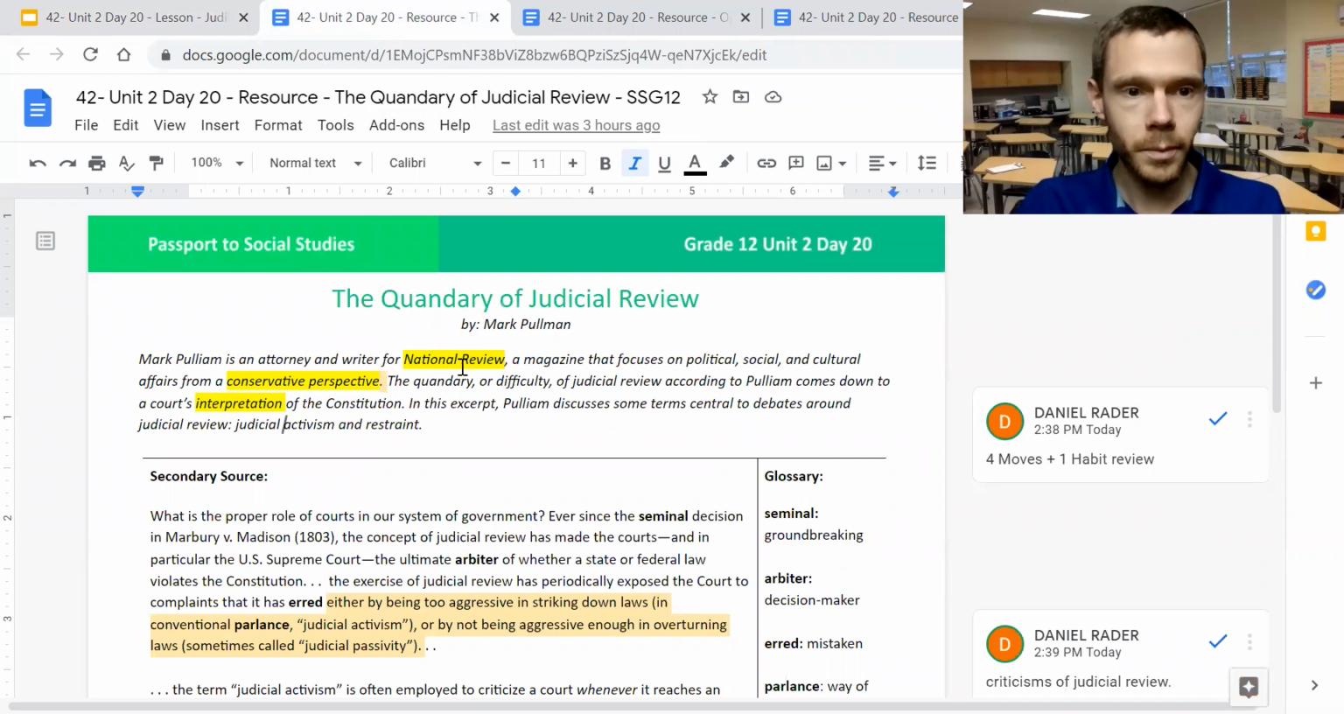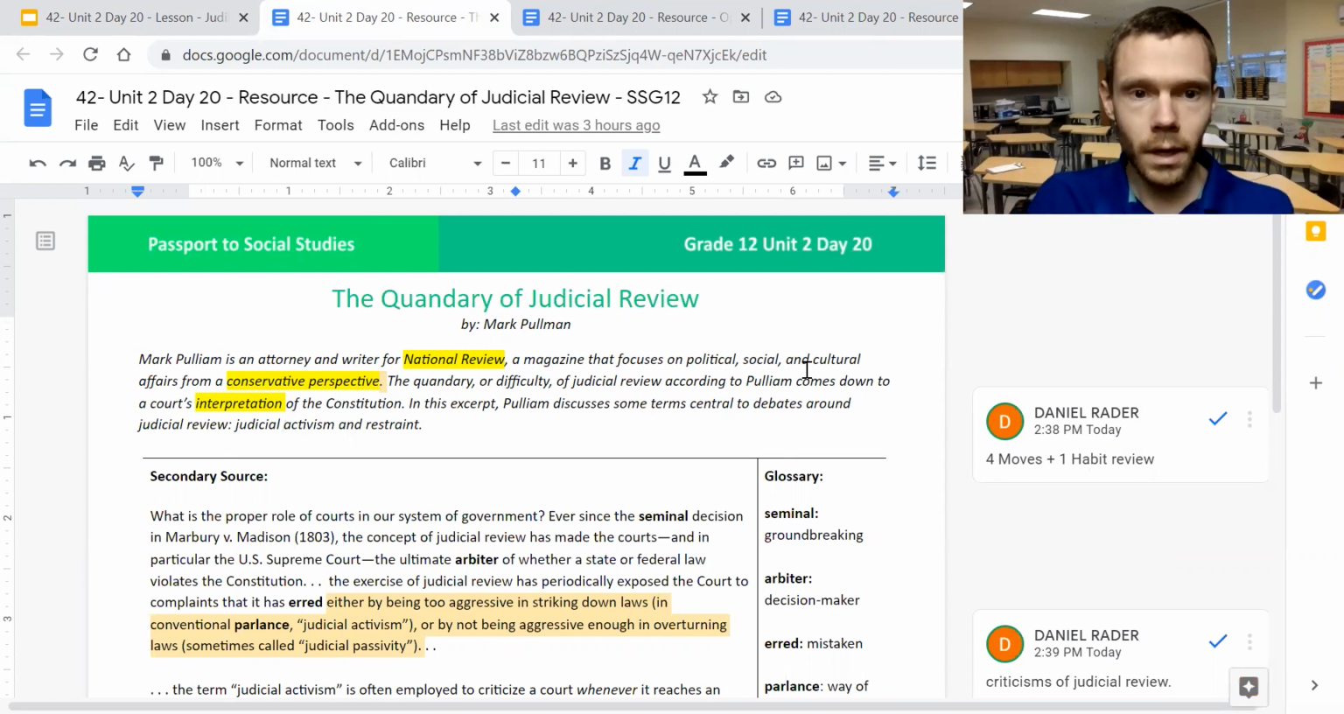First, I want to point out some information on the context. So we can see the writer of the article is Mark Pullman, as an attorney and a writer for the National Review. And I noticed in the context, it says that it talks about political, social, cultural affairs from a conservative perspective. So this is just a reminder to think about four moves and a habit, always to consider who the writers are of our sources and potential biases that they might have, and just to use some lateral searching and just look up who they are if we want to know more about them.